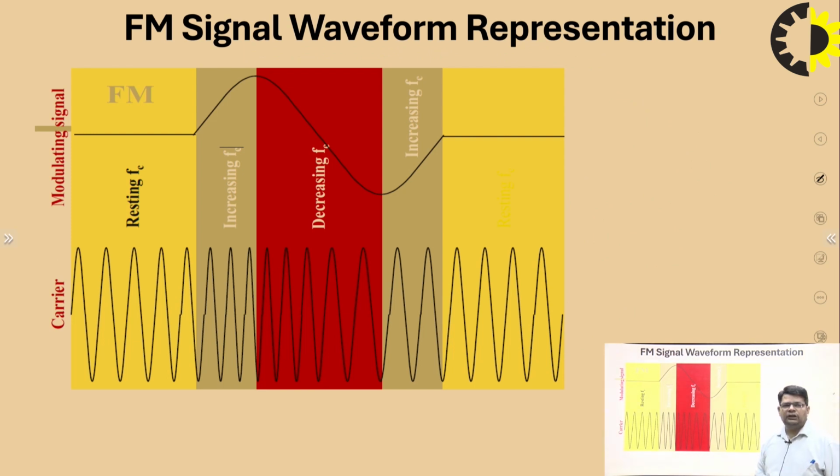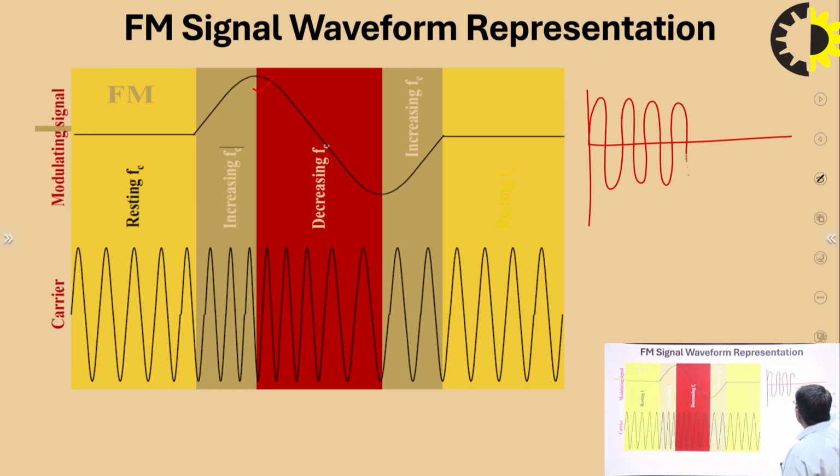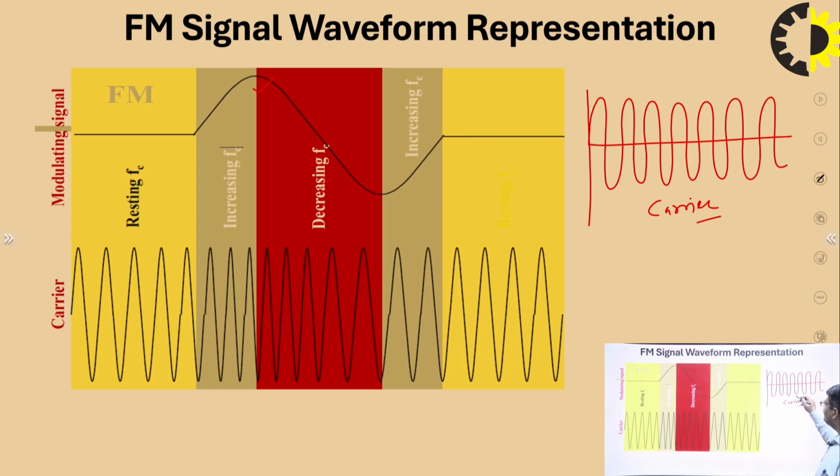Now let's see the waveform for the frequency modulation signal. This is the message signal or modulating signal. Then we have a high frequency carrier signal. Okay, so let's say this is the carrier. Now the frequency of this carrier signal is varied according to the message signal. So this modulated signal, or FM modulated signal, is here. This is the FM modulated signal.